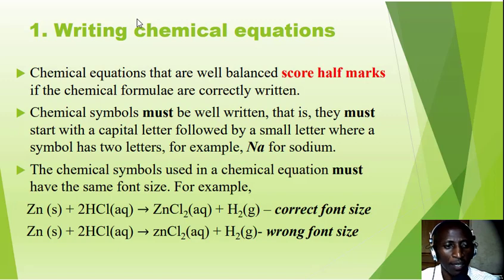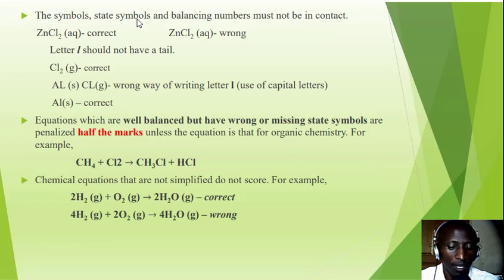For example, in my first example given there, zinc reacting with HCl to form zinc chloride and hydrogen gas, you realize I have put all at the same font size, and it's balanced, and the state symbols, whether it's solid, aqueous, that means in solution, or gas, are shown. In the second example, which is wrong, we are seeing the product, zinc chloride. The zinc is shown in small font, smaller than chlorine, and that is wrong.